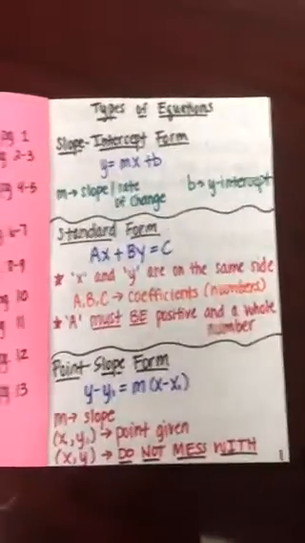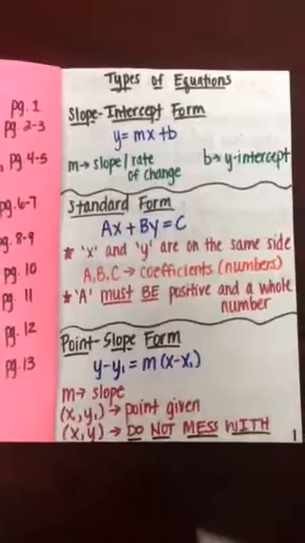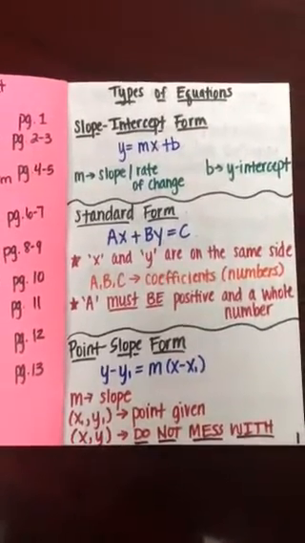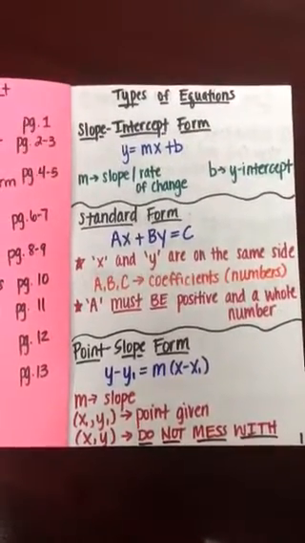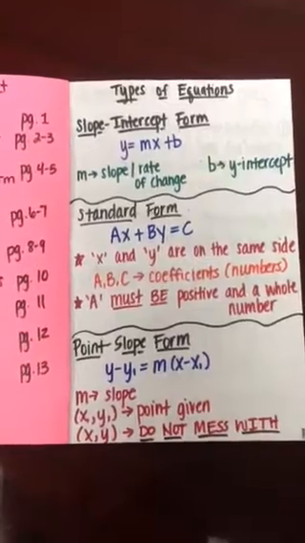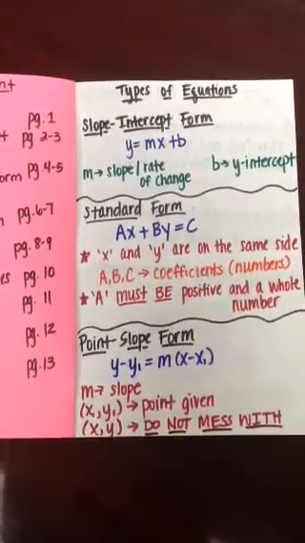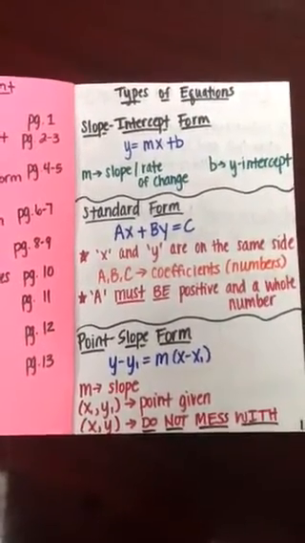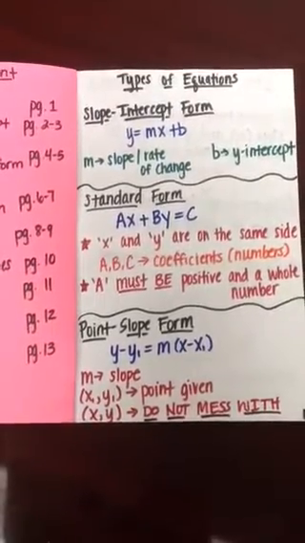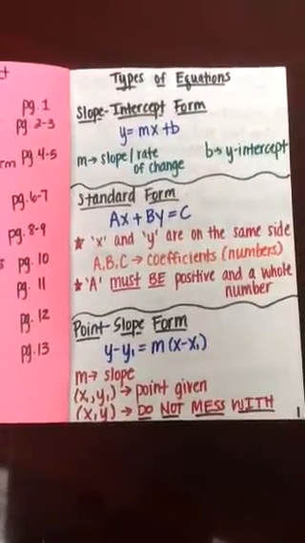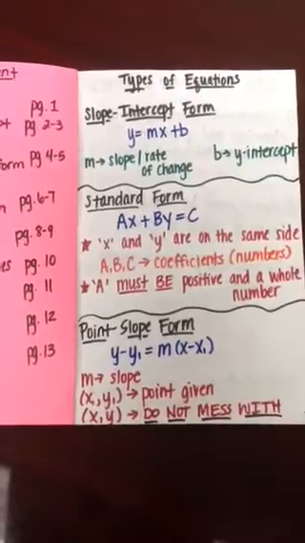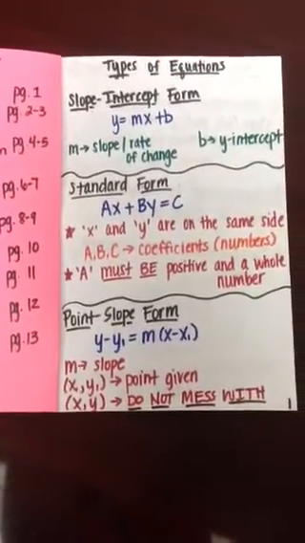Page 1, types of equations. We have 3 different types of equations. Pause the video and copy this down. You're going to need it for your book. The first equation we have is slope-intercept form, y equals mx plus b. Remember, m is your slope or your rate of change, and b is your y-intercept.